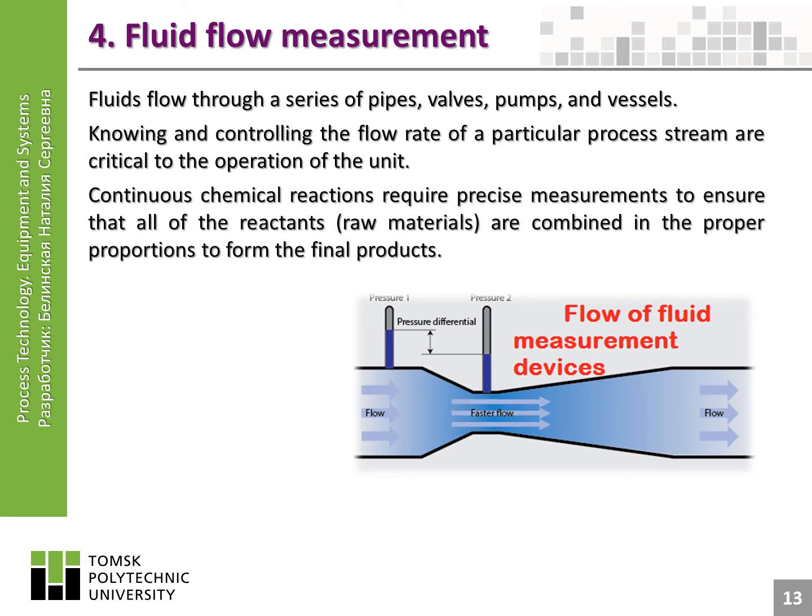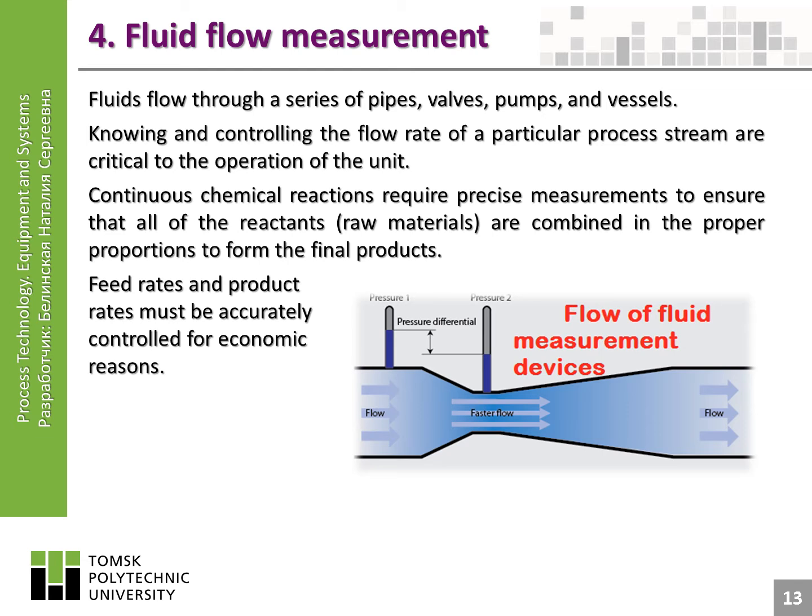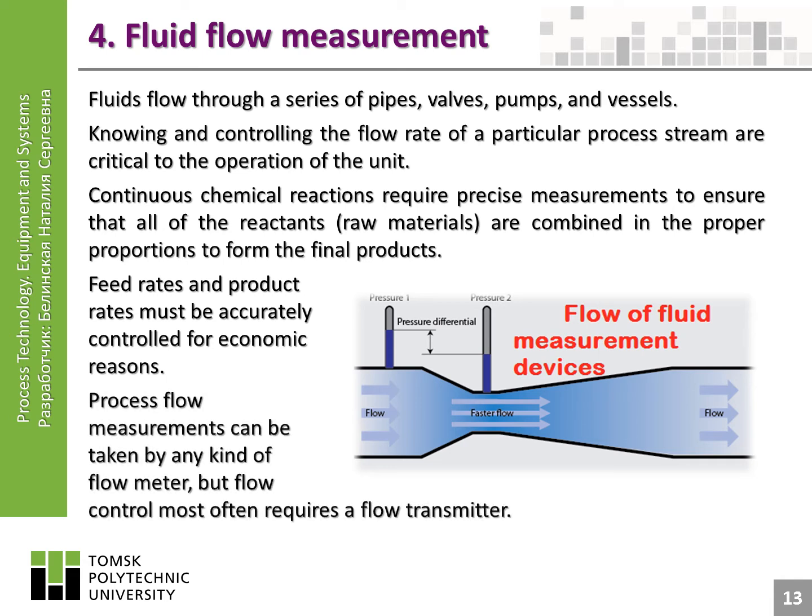Continuous chemical reactions require precise measurements to ensure that all of the reactants, raw materials, are combined in the proper proportions to form the final products. Feed rates and product rates must be accurately controlled for economic reasons. Process flow measurements can be taken by any kind of flow meter, but flow control most often requires a flow transmitter.